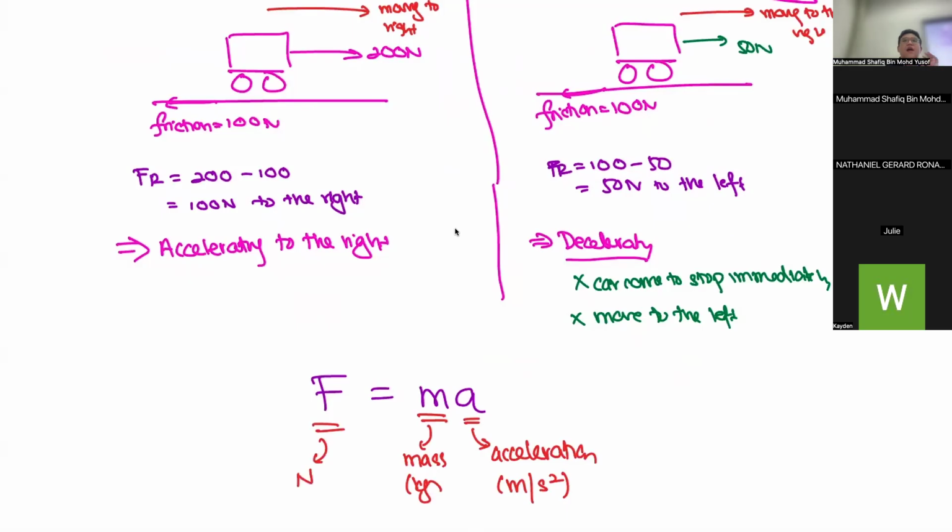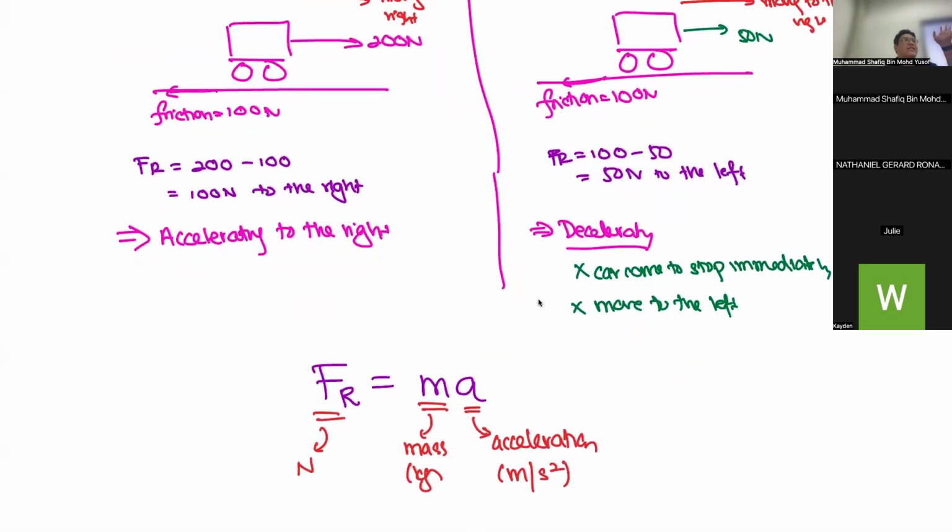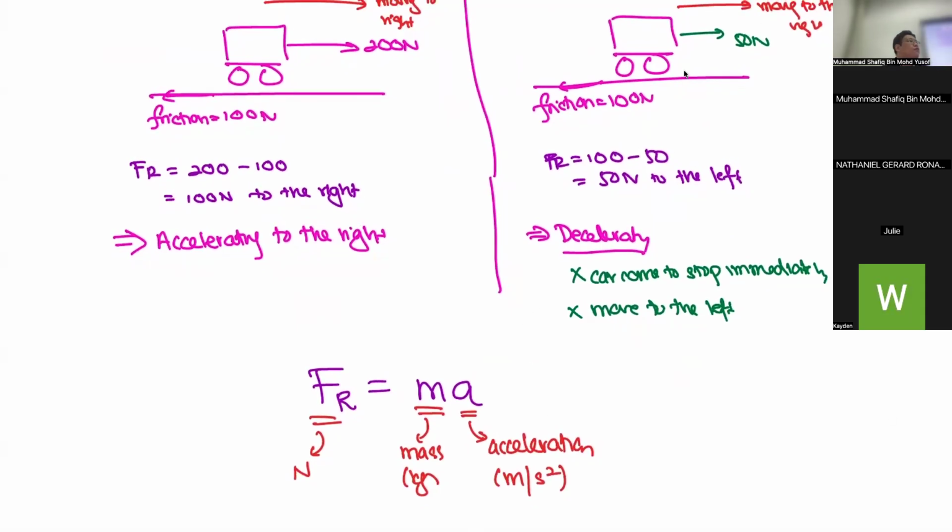But let me clarify one thing. The force here must be the resultant force. Please take note. It cannot be the force that I push the pedal with. You must first resolve what the resultant force is, then you can apply this formula. So please don't use the formula anyhow. It must be resultant force, F R. In the notes, I think they put F net. F net means net resultant force, the same thing.